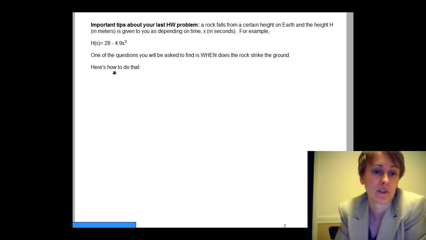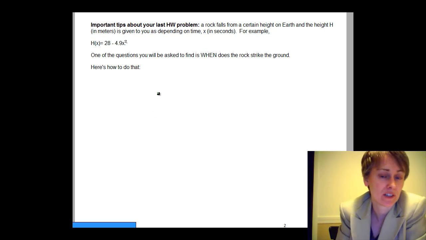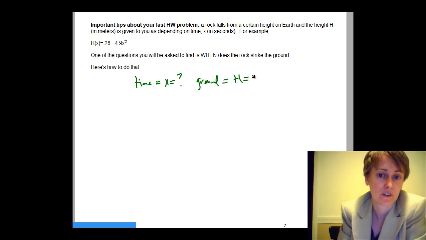So for example, here's an example height function. H of x equals 28 minus 4.9x squared. One of the questions that you will be asked in this last homework problem is to find when does the rock strike the ground. Well, here's how to do that. When you're asking for when, you're basically being asked to find time, because that stands for when, and time is represented as x. Okay, well, the ground, what does that mean? That means that h equals 0.